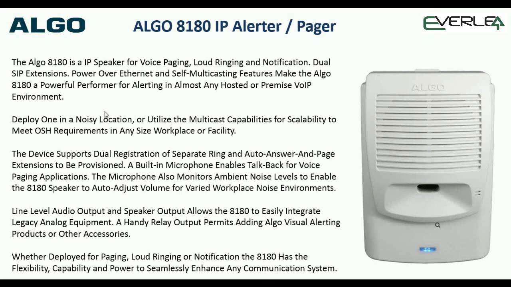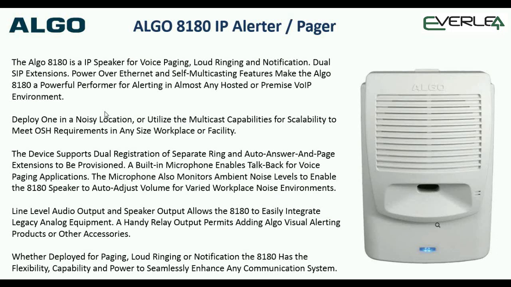Now, using one of the SIP registrations on this unit, we can make it so that when that SIP registration is rung, the 8180 will ring on an incoming call. The volume can be adjusted up and down as needed, or it can actually be dynamic depending on the ambient noise in the environment that the 8180 is in.